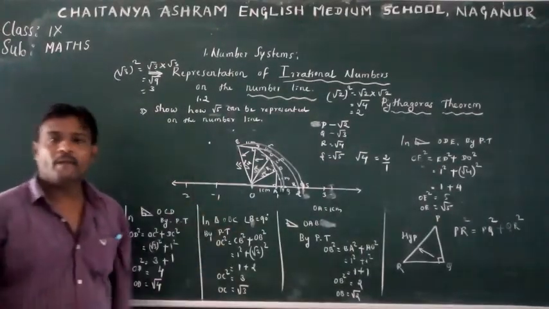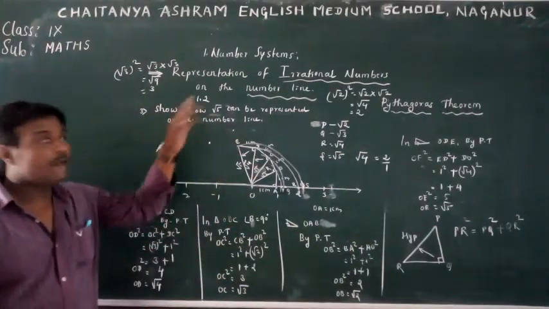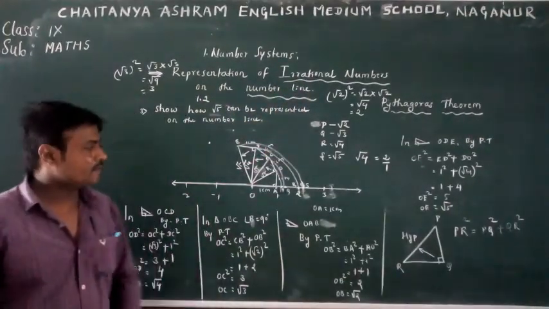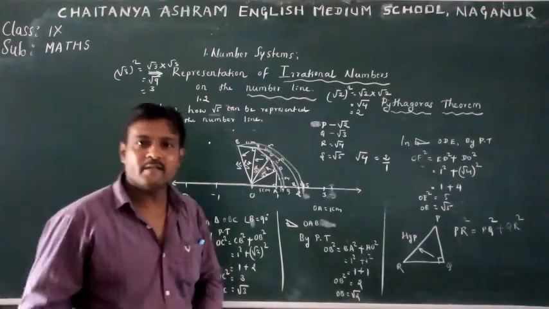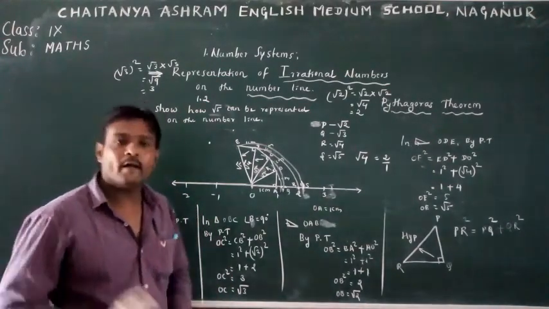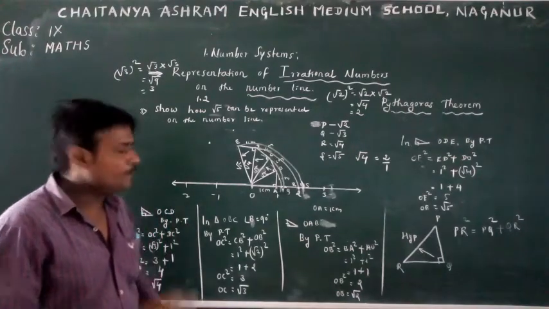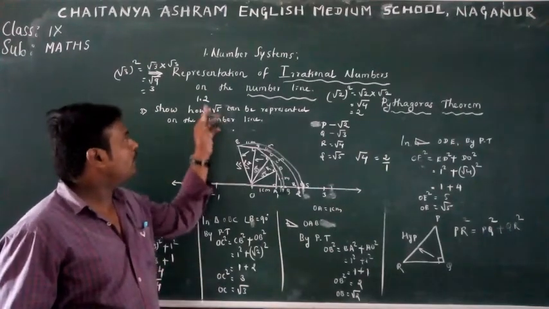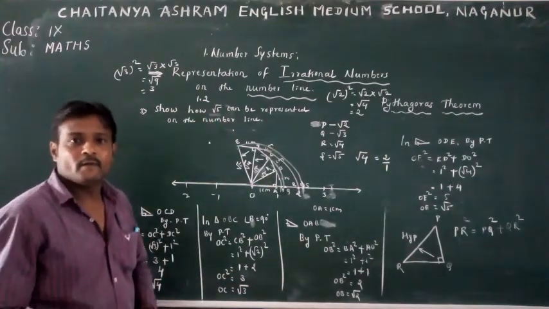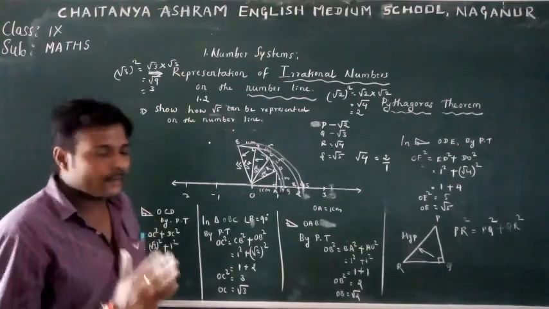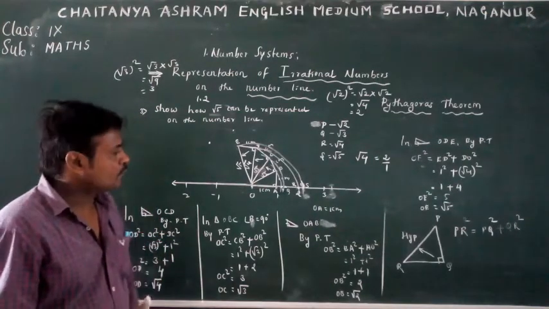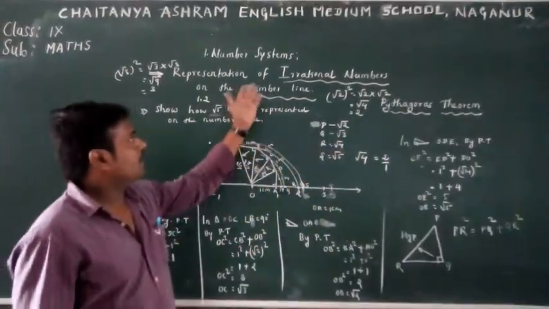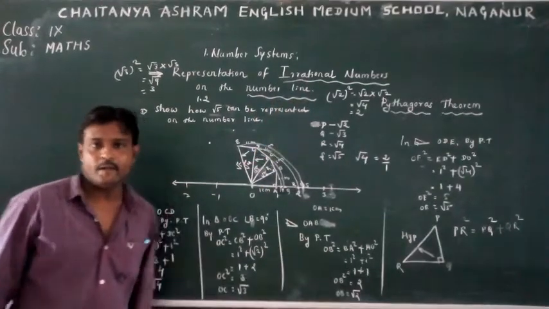In this way, we can represent irrational numbers on the number line. Dear children, here my construction is not accurate. That is not according to the scale. I am doing it randomly. While you are constructing or locating root 5, root 2, root 3 on the number line, you should use the proper scale. Clear? So we use this concept, Pythagoras theorem, to represent irrational numbers on the number line.